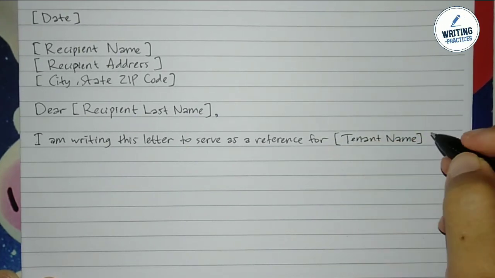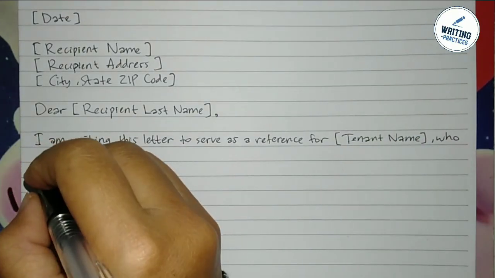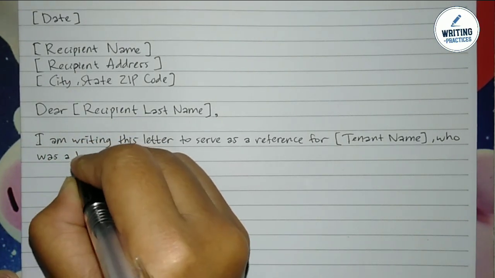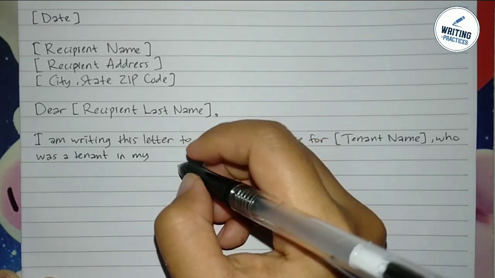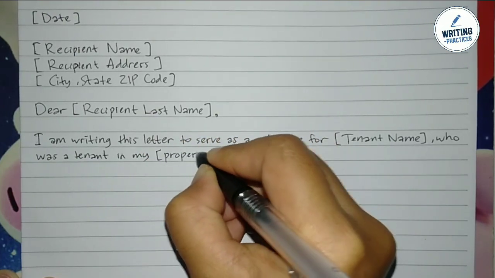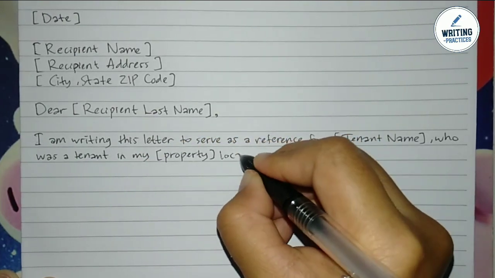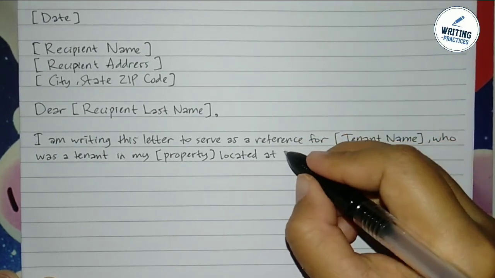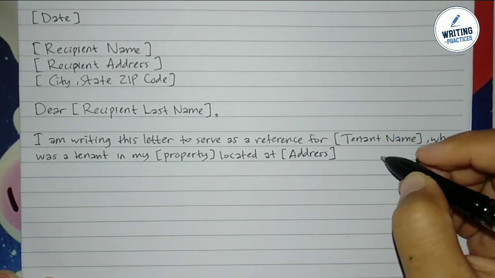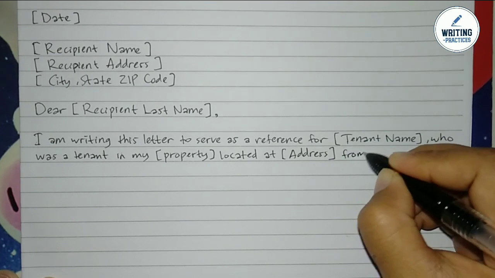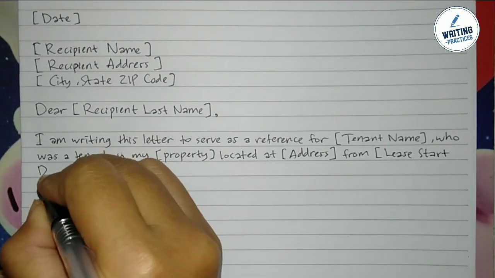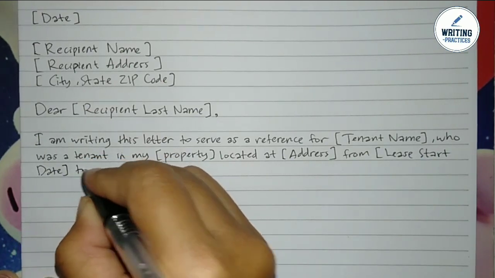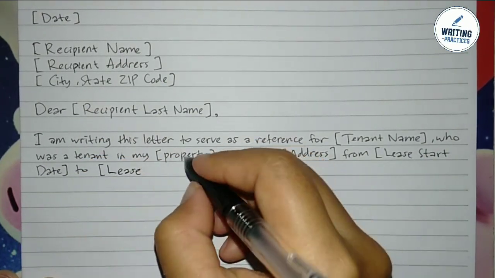And now, introduce the tenant. You must write the tenant's full name. And write what kind of property that the tenant rented. Mention also the location of property. You can use the street name, city, state, and zip code. And write the lease start date as well as the lease end date to complete the information.